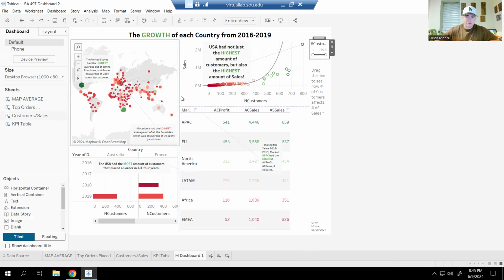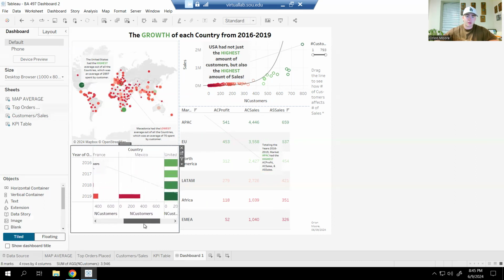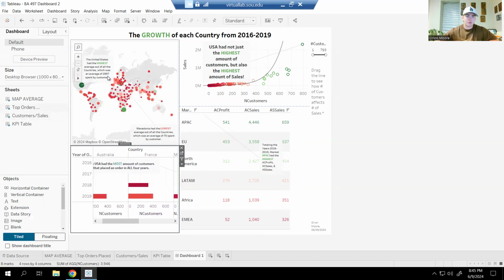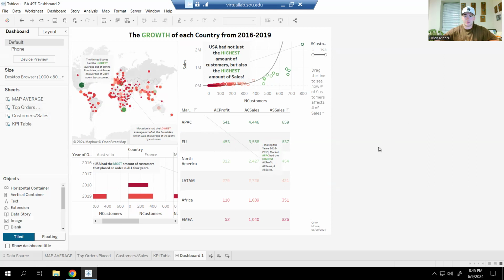But yeah, what I went over with everybody just now was exactly pulled and put on my dashboard. USA had not just the highest amount of customers, but also the highest amount of sales. Totaling the years 2016-2019, market APAC had the highest amount of AC profit, AC sales, and AS sales. Right here, the USA had the most amount of customers that placed orders in all 4 years. And last of all, the top two countries with the highest average and the lowest average of sales per customer. Right here is going to be my title, The Growth of Each Country, 2016 to 2019.